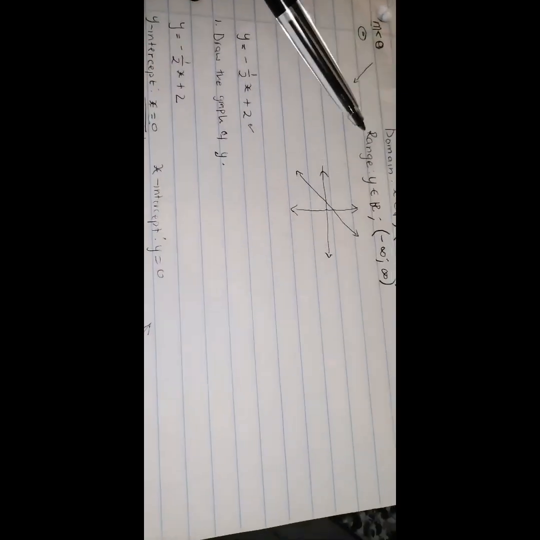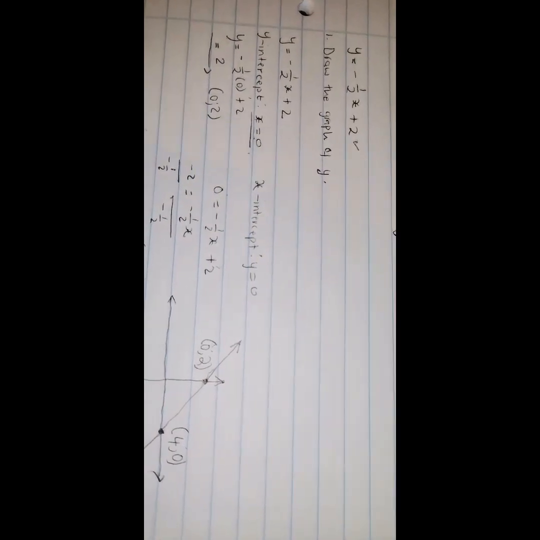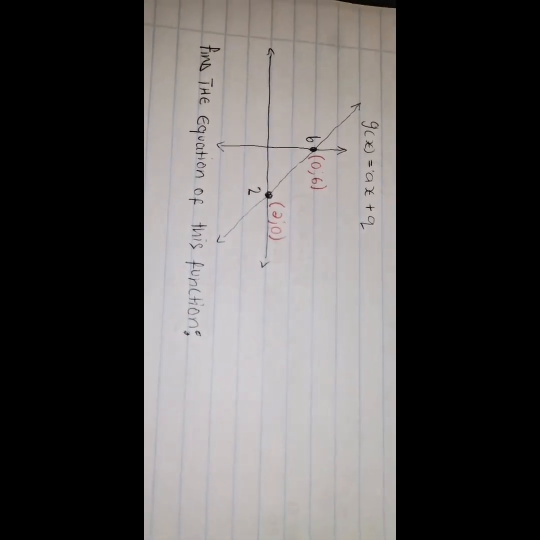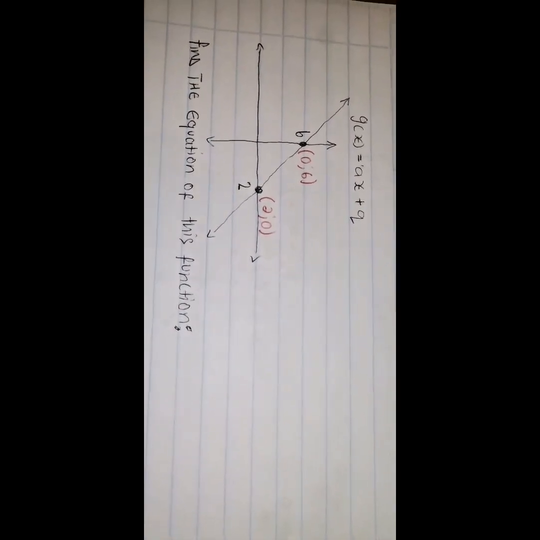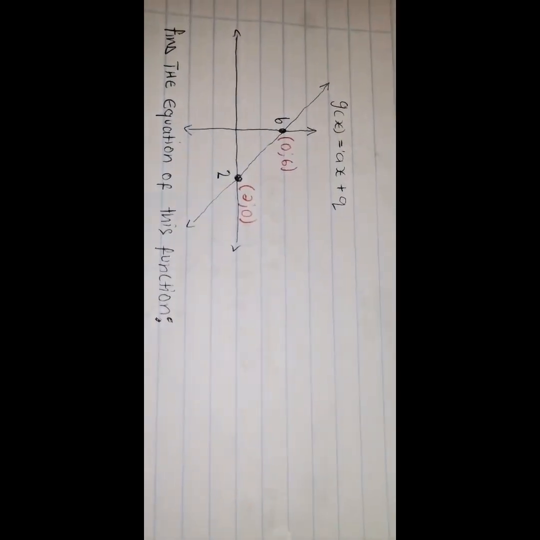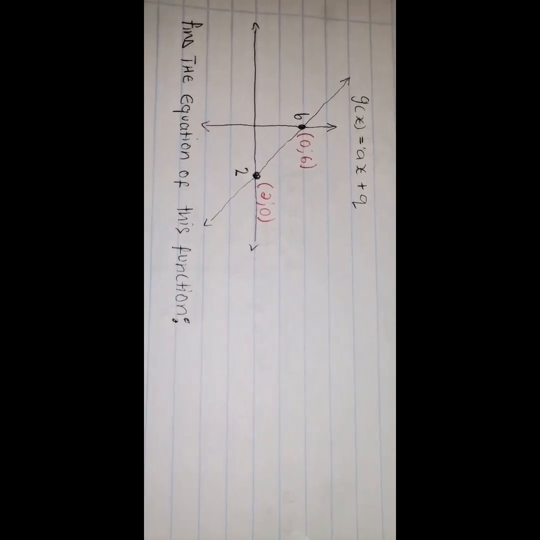Then the domain and range of this function, a straight line, is always the same. x is the set of real numbers, y is the set of real numbers. You are done, guys. There's nothing major here. Then the last question for linear. For the last question of this linear function, it is g of x equals ax plus q. Here's a graph, and you must find the equation of this function.